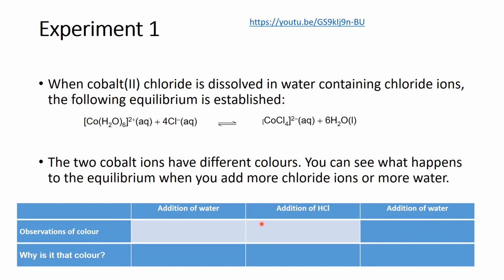Okay, so the two different cobalt ions, so this one here and this one here, so this is a 2+ cobalt ion, this is a 2- cobalt ion. They've got different colors, so you can see which one it is depending on the color. So what happens when they add water? What happens when they add hydrochloric acid? Don't need to fill in the Y yet. We'll get to that. So pause this video and go watch the experiment.